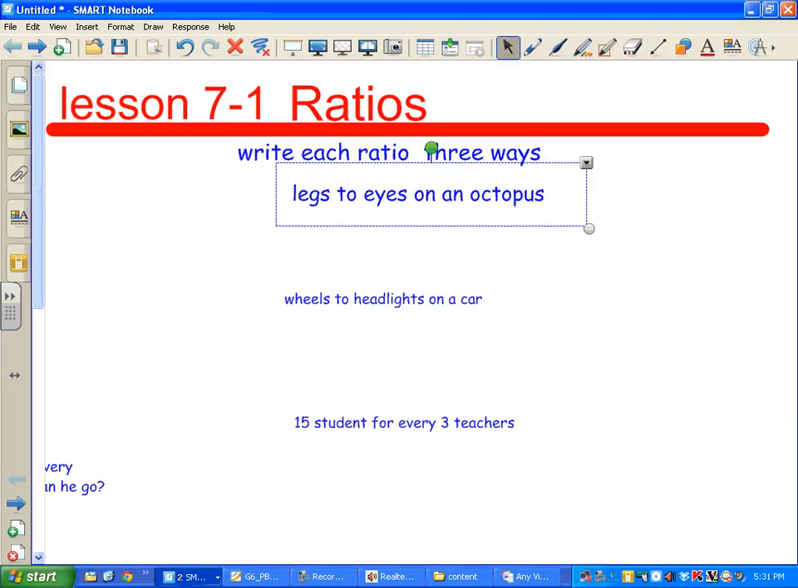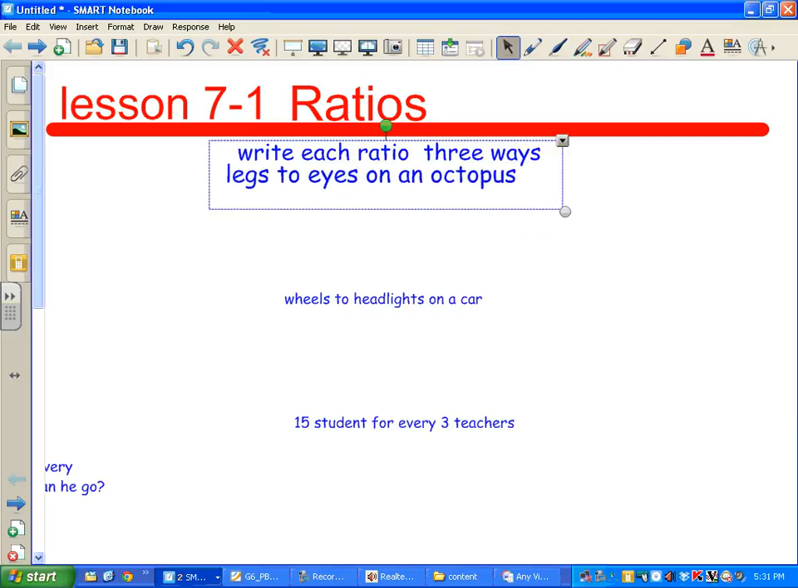And my first one here is legs to eyes on an octopus. So legs to eyes on an octopus. Well, there's several ways I can do that. I can do 8 written out to 2, right? There's 8 legs for every 2 eyes on an octopus. Or I can use an 8 and a mathematical symbol called a colon here, 8:2. And that is another way of writing a ratio.